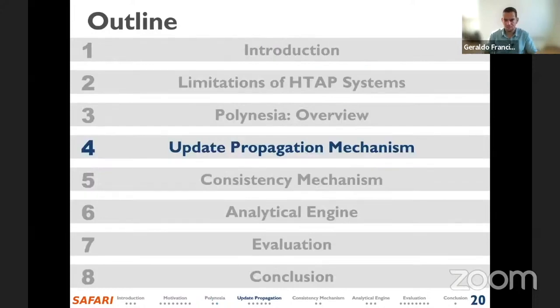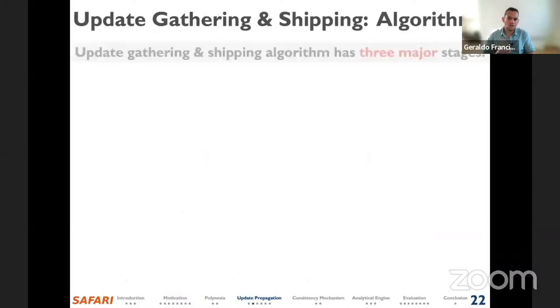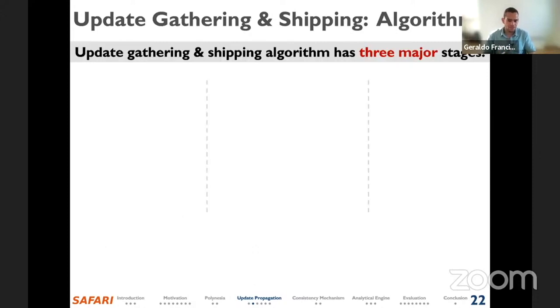Recall that to maintain data freshness, the system needs to first gather updates from the transactional thread, ship those updates to the analytical thread, and apply those updates to the analytical replica, thus applying the necessary format conversions between transactional data and analytical data. So first, we start with our update gathering and shipping process. Our update gathering and shipping algorithm has three major steps.